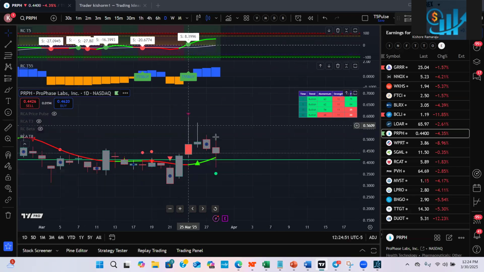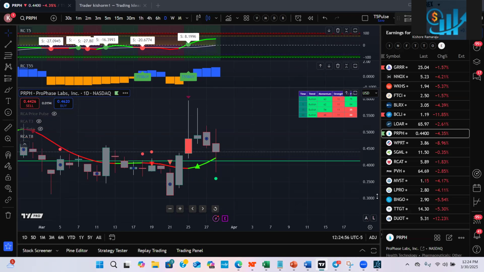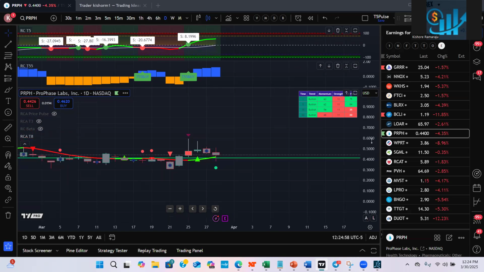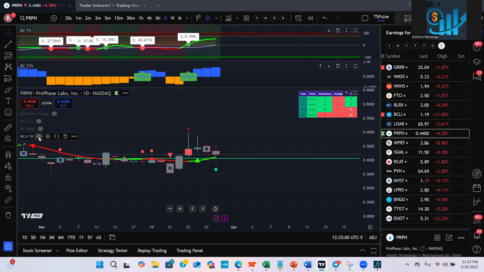Here, E8 is telling that we are at a proper support. You got a buy signal. There is a high possibility for a bounce. So yeah, we are bullish for PRPH.